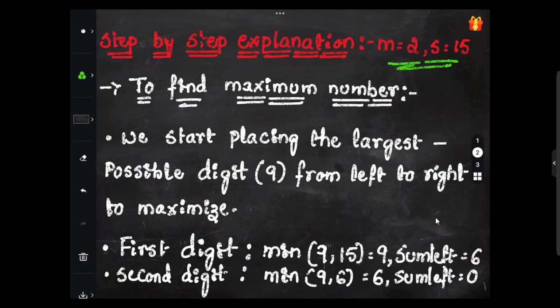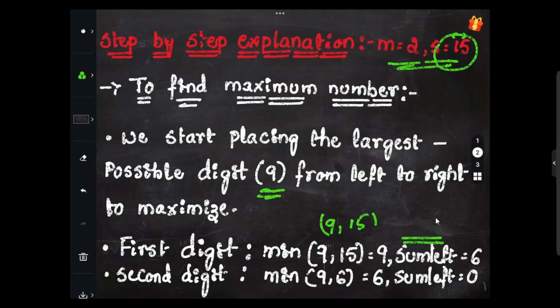So here we will start placing the largest possible digit 9 from left to right to maximize. Out of 0 to 9, 9 is the largest digit. So we will start placing the largest possible digit 9 from left to right, just for the sake of maximizing. So here the first digit is min of 9 comma 15. We have s as 15 here, so we consider s. So this one will be 9 comma 15.